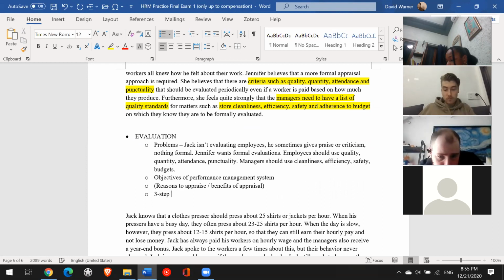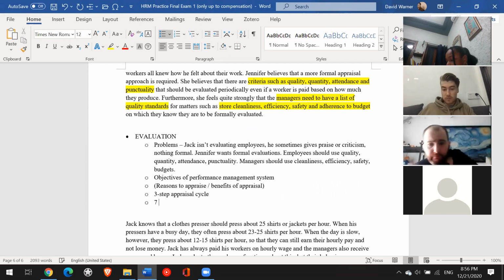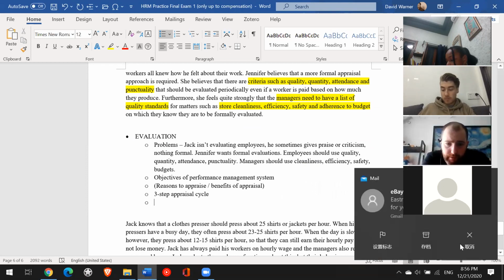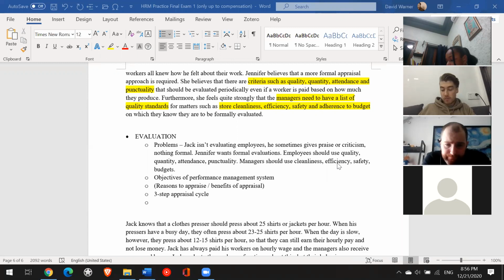Definitely, you need to know the 3-step appraisal cycle and the appraisal methods. I gave you more than 7. How many appraisal methods did I give you? I think it was 12. Yeah, 12. Now, again, I would not say you should list all 12. You can. I mean, look, this is an open book test.